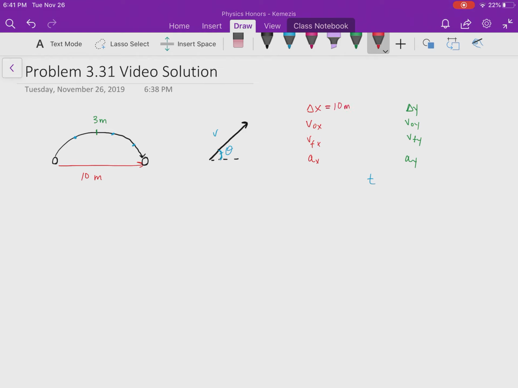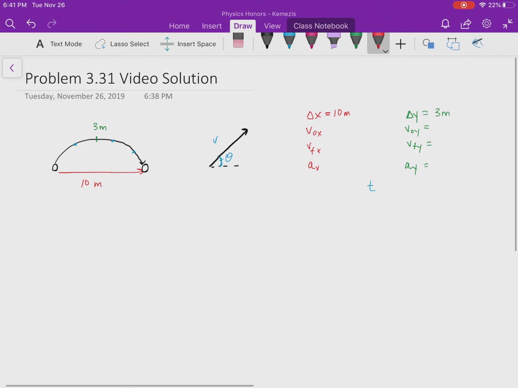So we can start filling in some information. We know that it's traveling 10 meters. We know that it goes a height of 3 meters. And something that we have to be consistent with is understanding when this mountain lion takes off from its initial position. As soon as it launches off, we are in free fall, meaning the only force acting on the object is gravity. So our x acceleration is always going to be 0. After it lets go, after it stops touching the ground, there's no force in the x direction.